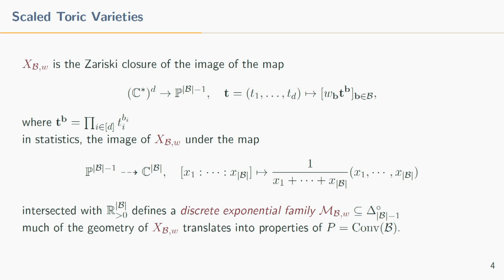And what is nice about toric varieties in general is that much of the geometry of this toric variety can actually be translated into combinatorial properties of the polytope, which is the convex hull of all of these points that are in the exponents here. So for example, the degree can be read off from the polytope, or the dimension of the variety is equal to the dimension of the polytope, and so on. So the polytope gives us a lot of information about the variety.